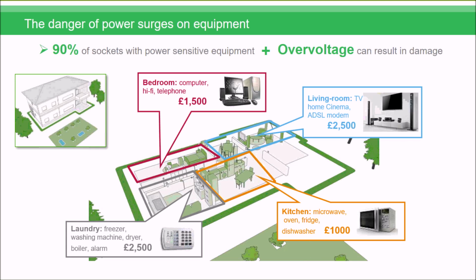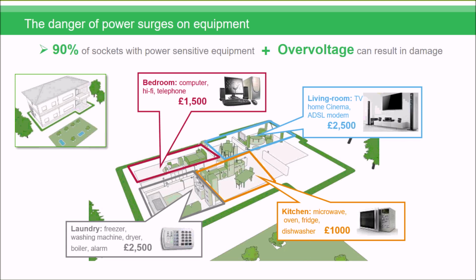A kitchen with microwave ovens, fridges, dishwashers, very quickly you're over £1,000 there. And if you've got a laundry or a utility area, you may have a freezer, washing machine, a dryer. You're probably going to have some sort of boiler system, an alarm. And what you can see there is that you've probably exceeded very quickly £7,500 to £10,000 worth of equipment in your property. And this is, as I say, a conservative view on some of the equipment that we have in commonplace in our properties.